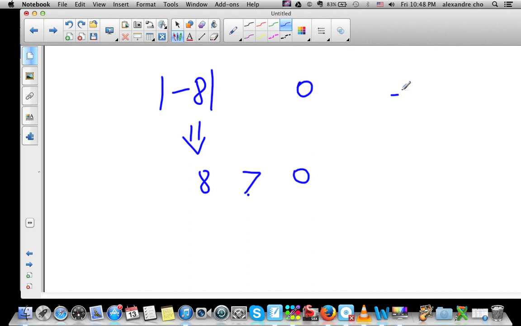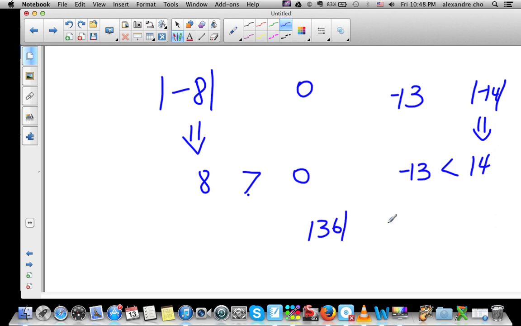20, negative 13, and absolute value of negative 14. So here, again, before you decide if it's greater or less, you have to take the absolute value. So the absolute value of negative 14 is 14. Now you can compare. Negative 13 is definitely smaller than 14. 21, 36, absolute value of 36, and negative 37. The absolute value of 36 is 36, and 36 is definitely greater than negative 37.